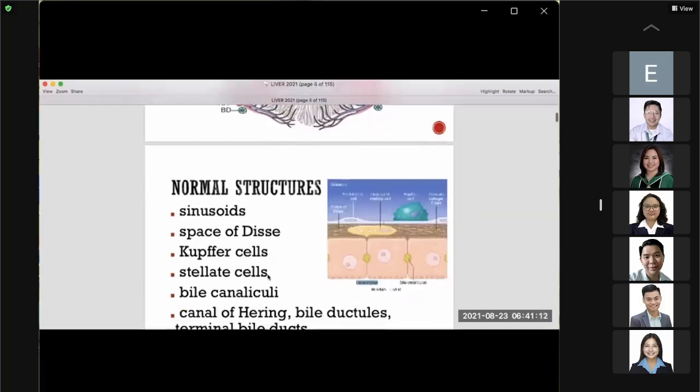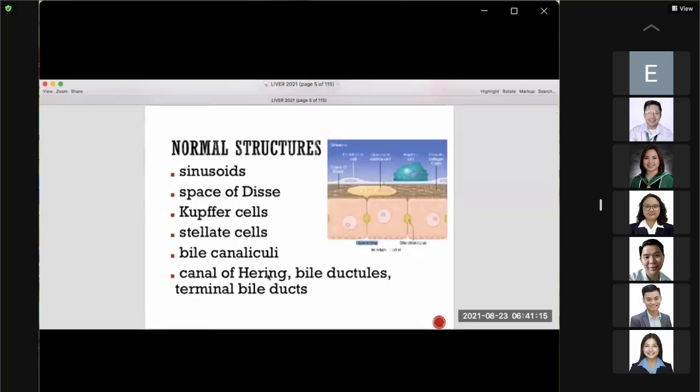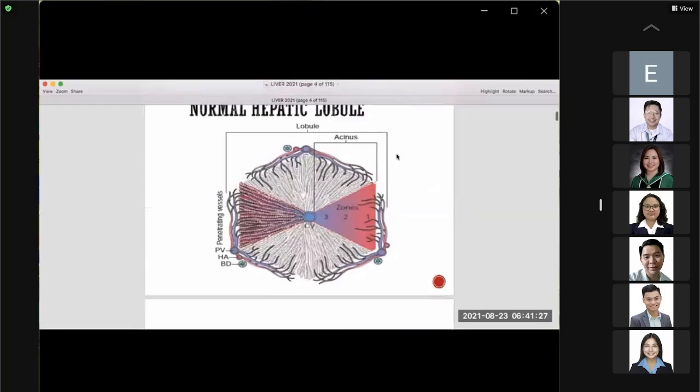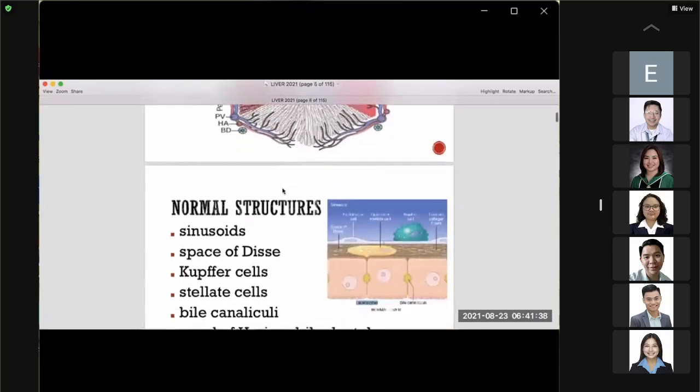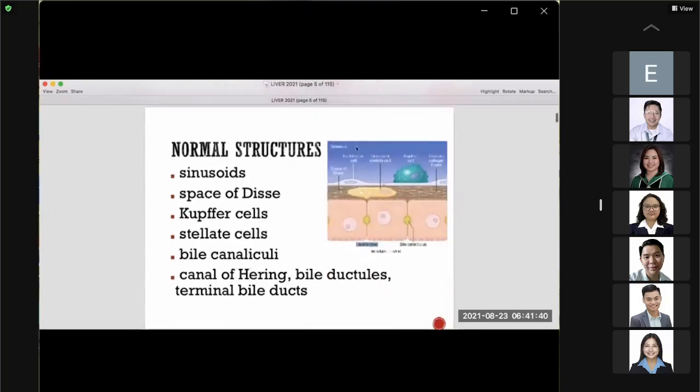Looking at a closer view of the liver, you get to see the different normal structures that are part of this. We have the sinusoids, okay? If we go back here, these are the areas of the sinusoid. This is in between the cords of hepatic cells. So a closer view of that would show us the sinusoidal area. And this is lined by endothelial cells, as you can see here.